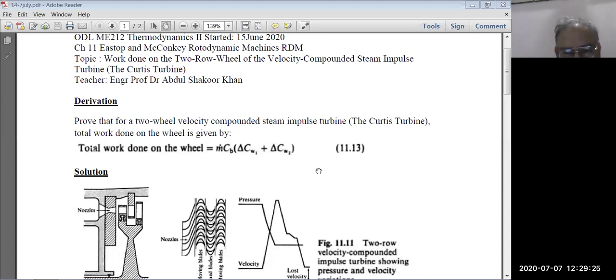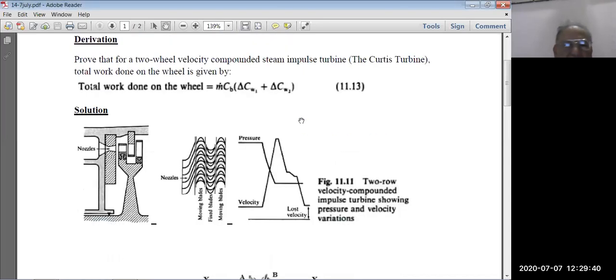It is called velocity compounding because velocity is dropped in the moving blades in two stages, first in one row and next in another row. You know, in an impulse turbine, there is no pressure drop in the moving blades because of their design.